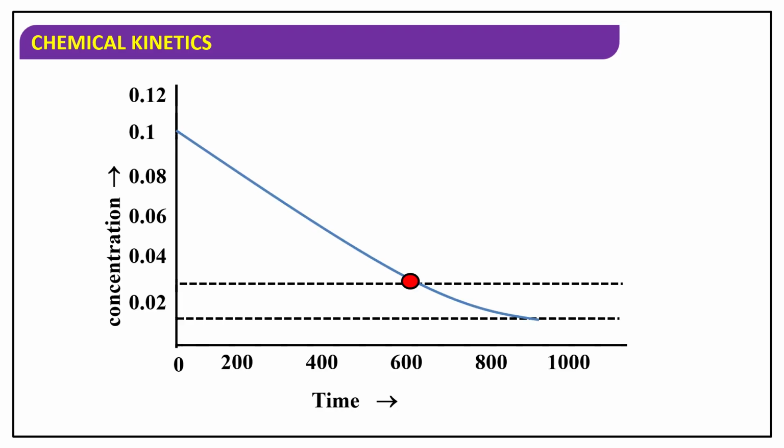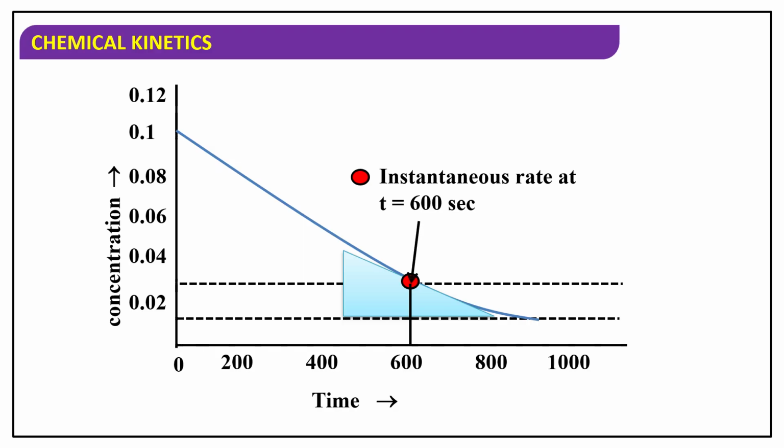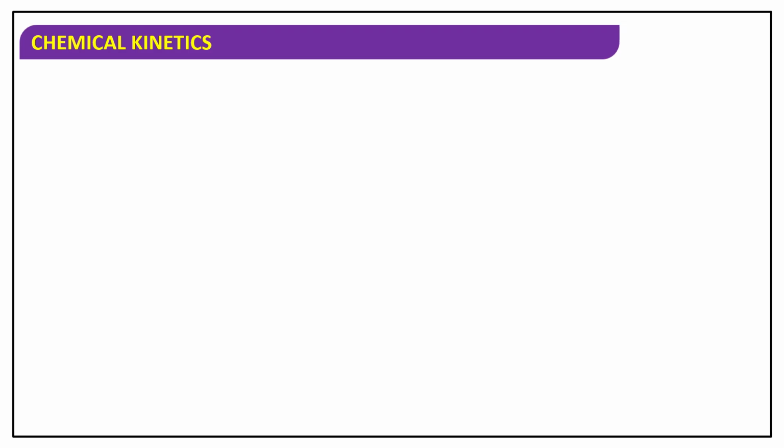Now we get the graph like that. Got it? So at 600 second, we make a point and we can calculate the slope. The slope is actually the instantaneous rate at 600 second. So we can calculate its slope. Its slope will be the instantaneous rate of reaction.